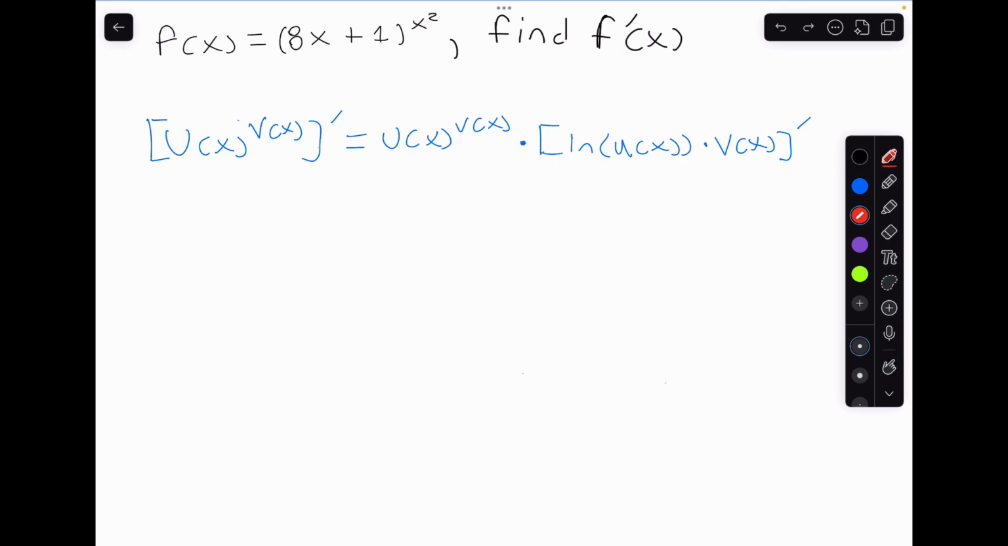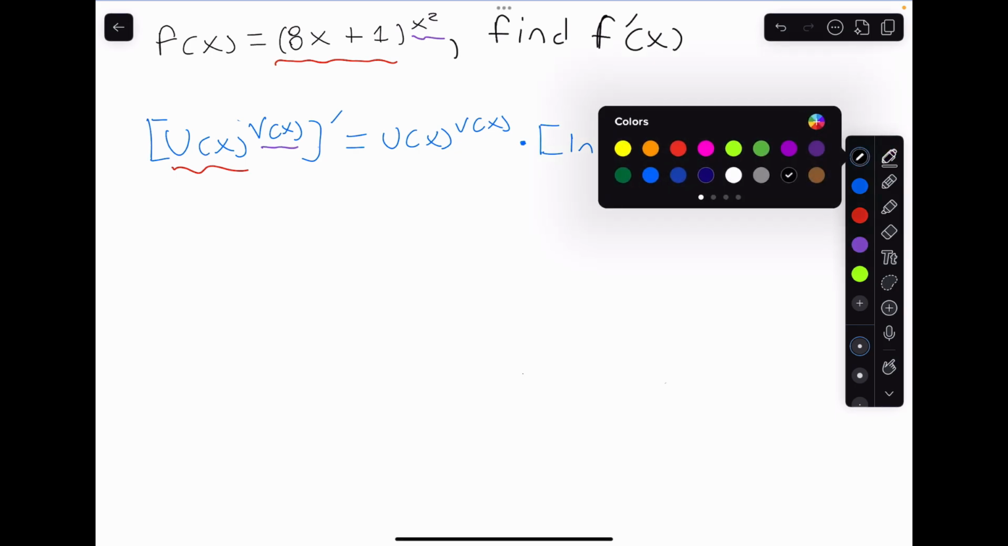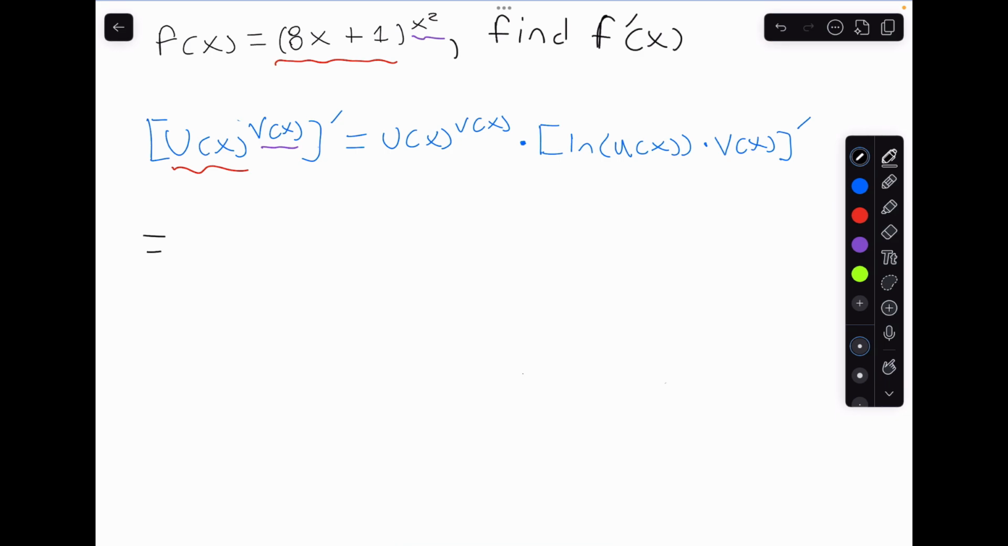So u of x is just this function right here, and v of x is just the power, which is another function, x squared. Okay, so let's start with our formula. We have u of x to the power of v of x, so let's plug that in. 8x plus 1 to the power of v of x, which is x squared, so our original function.